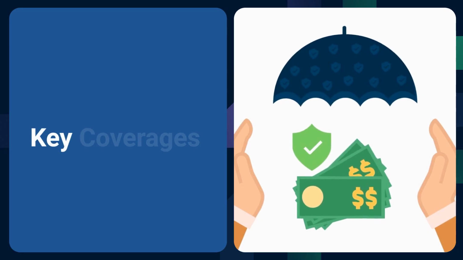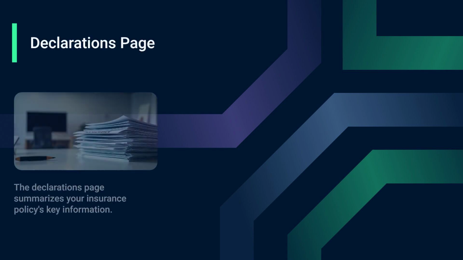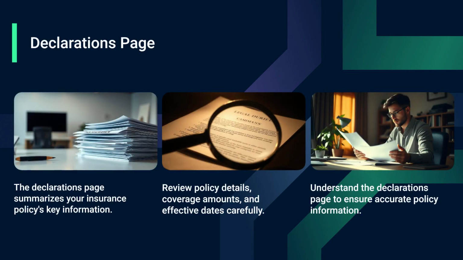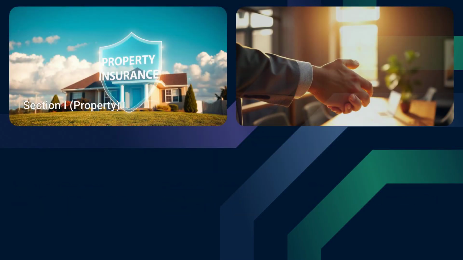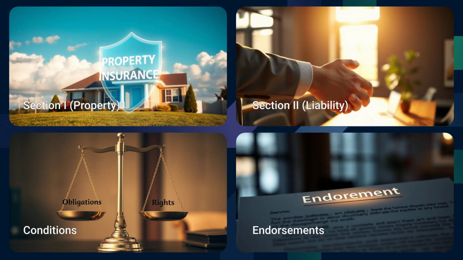What are the key coverages for homeowners policies? I'm glad you asked. Let's check them out now. You will see the coverages outlined on the declarations page. There will also be an ISO form. The ISO policy form holds the following information: definitions, Section 1, property, Section 2, liability, conditions, endorsements. That's what we'll spend the majority of this video reviewing.